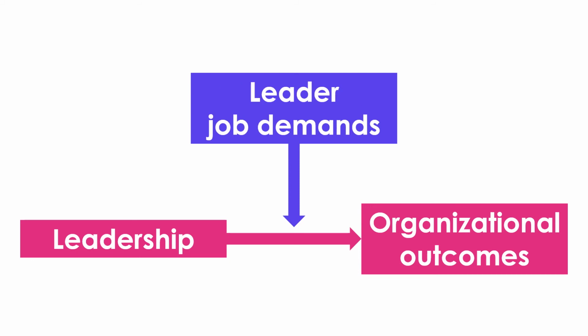Hambrick and his team then introduced another moderator to explain the relationship between leaders' characteristics and organizational outcomes. This moderator is leader job demands. Even though leaders carry heavy workloads and operate under great pressure, the reality is that leaders' jobs differ widely in how difficult they are. For example, some leaders work in big organizations and have very capable team members, whereas other leaders have none of these cushions.